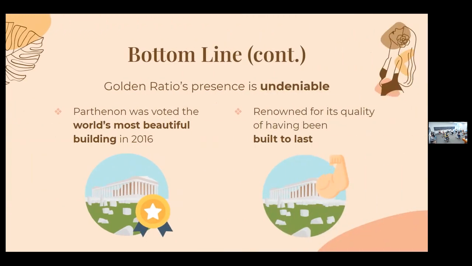But the golden ratio's presence is undeniable. It was voted the world's most beautiful building in 2016, the Parthenon, and it was renowned for its quality of having been built to last. And it can be inferred that the golden ratio played an important role in this, since some of its main functions are to maintain proportionality and keep a sense of balance and equilibrium in the structure.